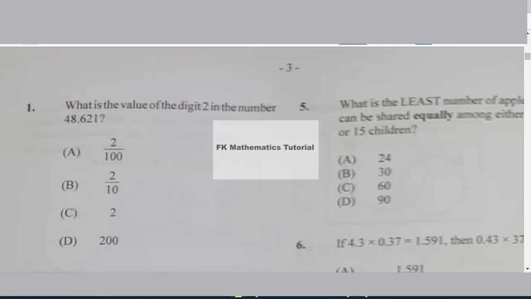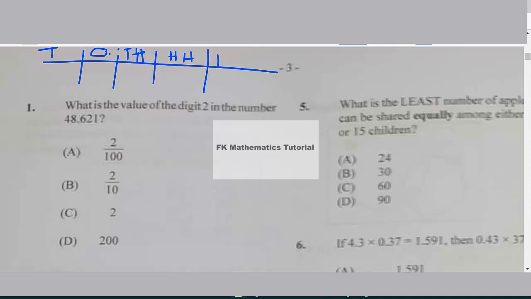What is the value of the digit 2 in the number 48.6821? So if we should represent this number on the place value chart, where we have the tens here, then we have the ones, then we have the tenth, then we have the hundredth here, then we have the thousandth, and so on and so forth.